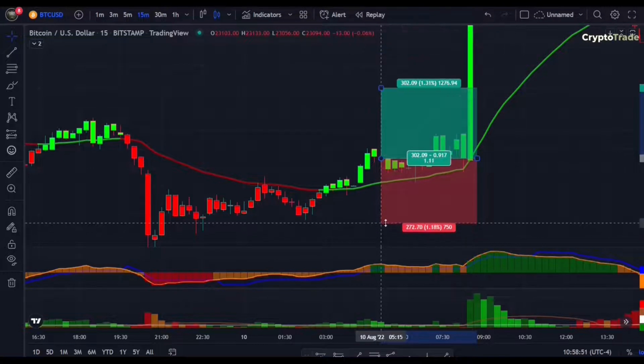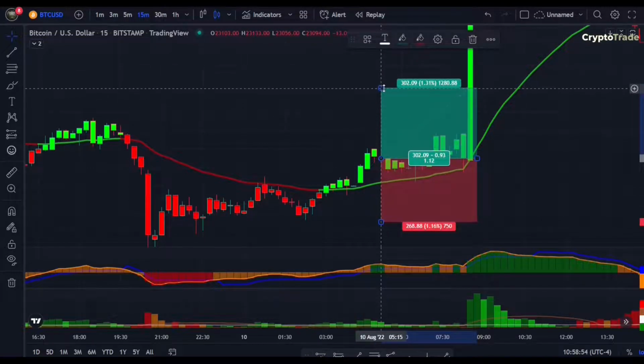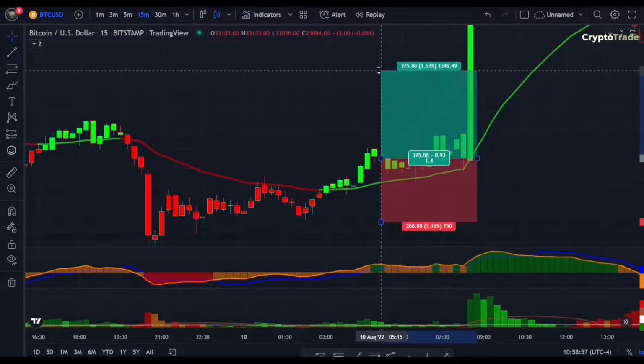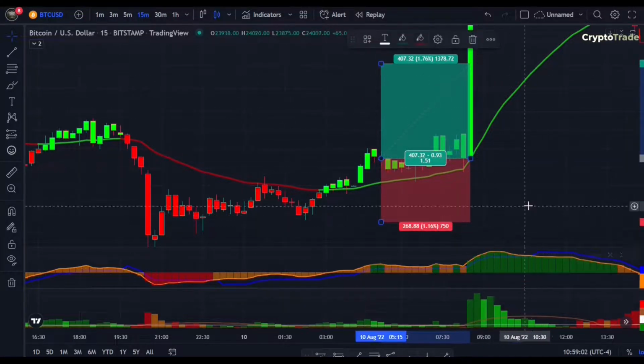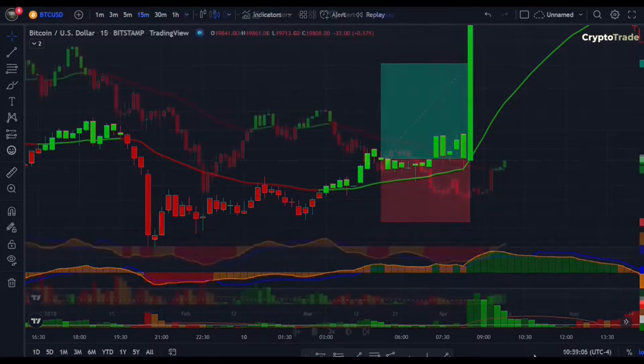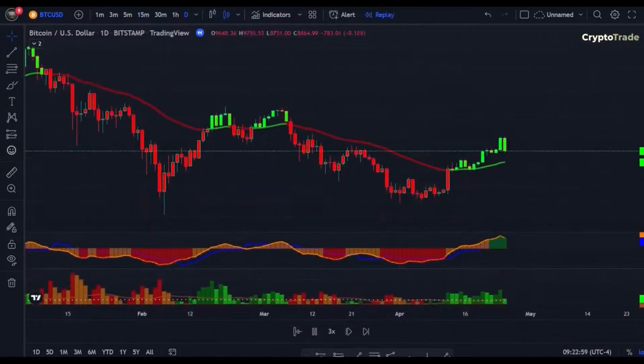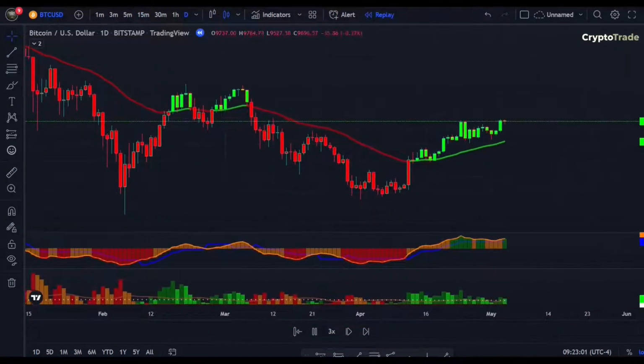Place the stop loss below the nearest swing low. The risk to reward ratio will be set to 1 to 1.5. The market reached the target and the trade was automatically closed with profit. As you can see, this strategy is quite simple to follow, but it is very profitable.